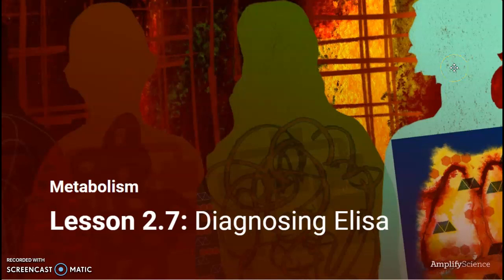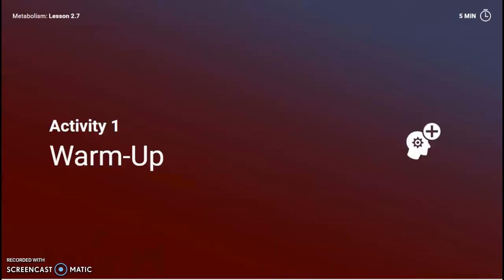Welcome to Metabolism Lesson 2.7. We're going to diagnose Elisa today. So we're going to look at what you've been learning about Elisa, and you're going to apply what you understand about the human body and how it works and what needs to get to the cells and figure out what is going on in her body.